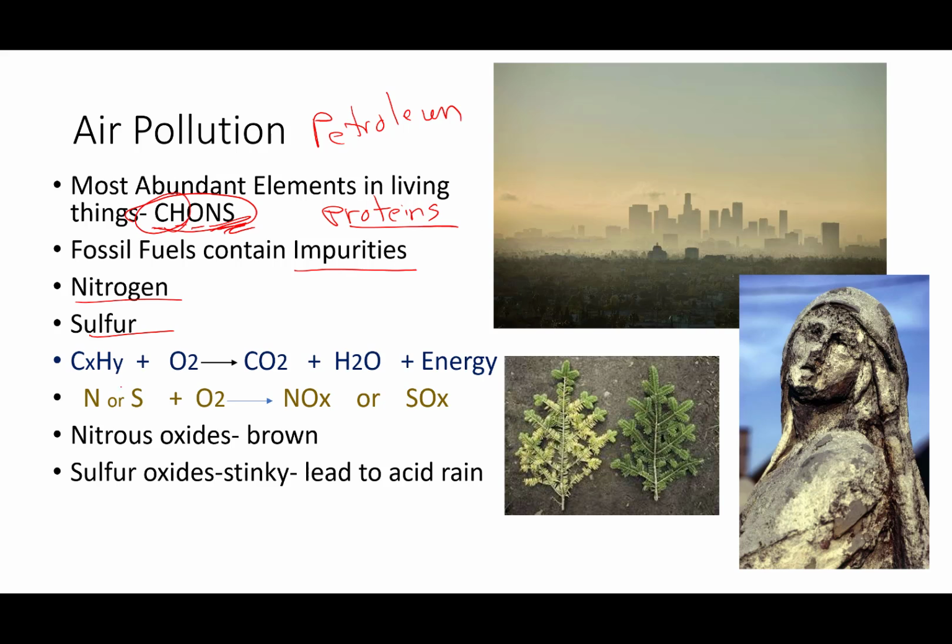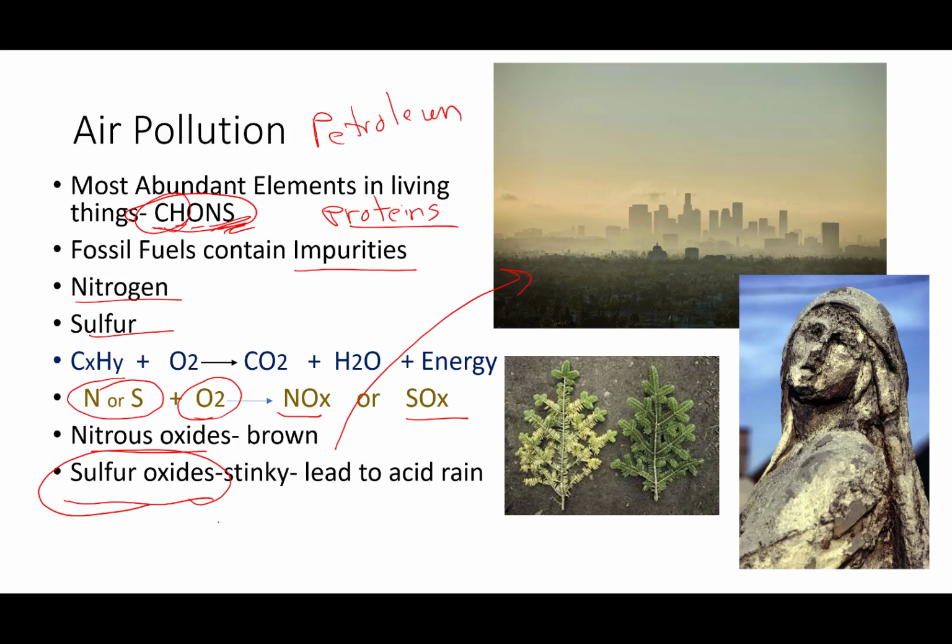And if these are in with the petroleum and they're part of the combustion and they burn, they make things that are referred to as NOxes or SOxes, nitrogen oxide compounds or sulfur oxide compounds. Now, nitrogen oxide compounds tend to produce brown, smoggy air. If you go to a big city and there's like a brown haze around everything, those are nitrogen oxide gases. Not very pretty and really bad air pollution. Sulfur oxides smell like rotten eggs.